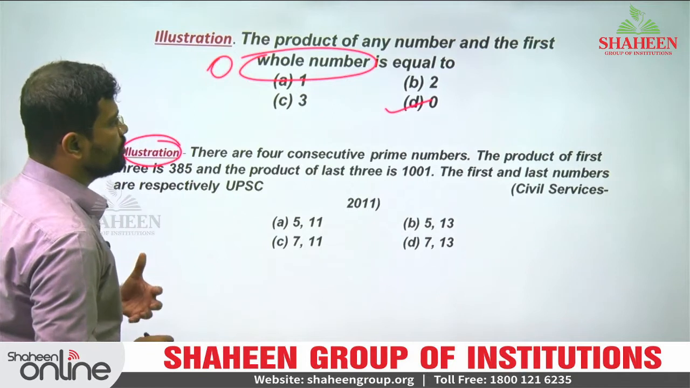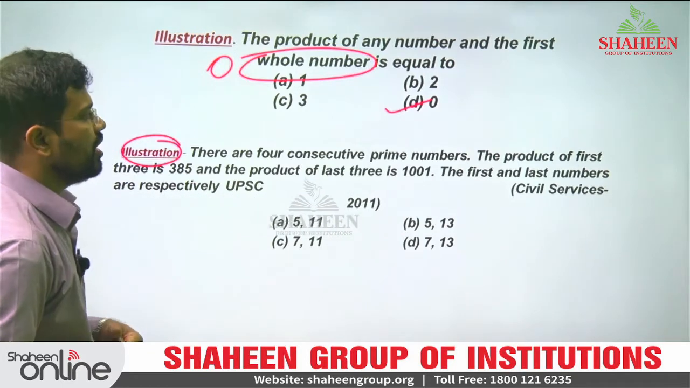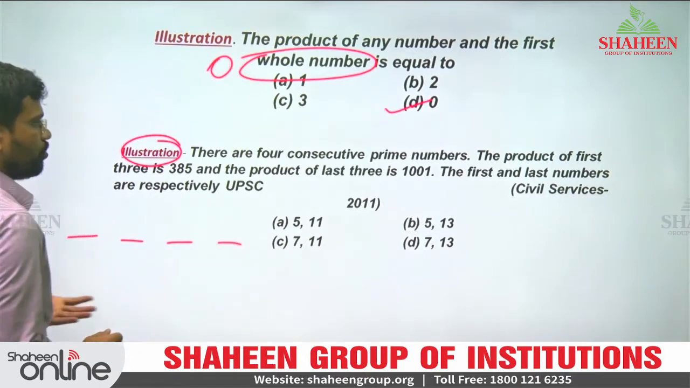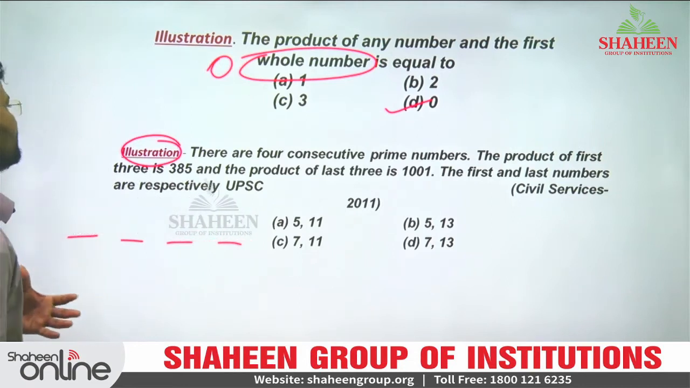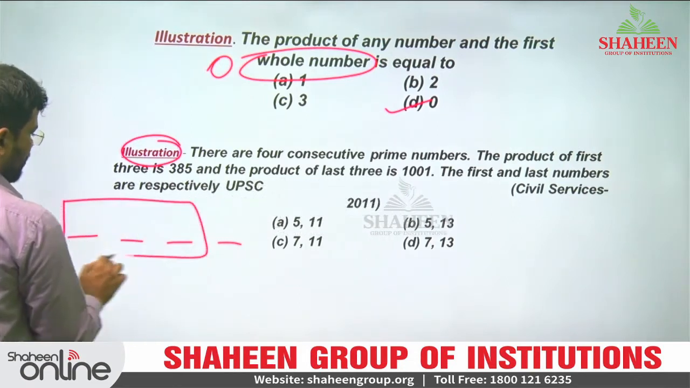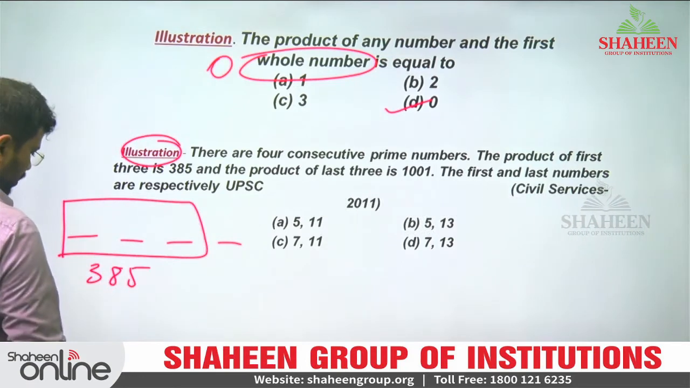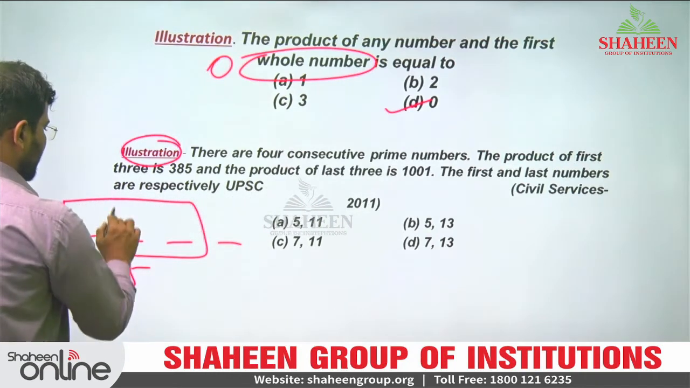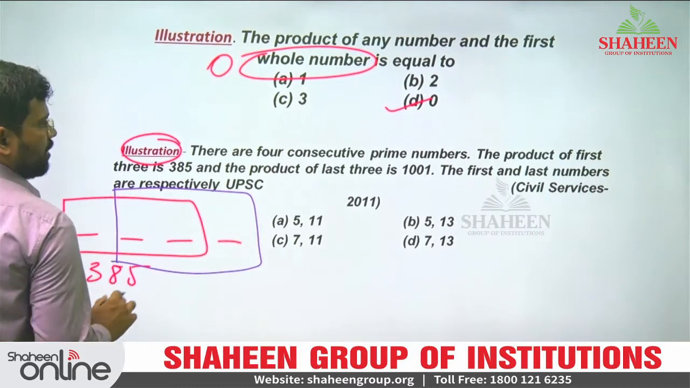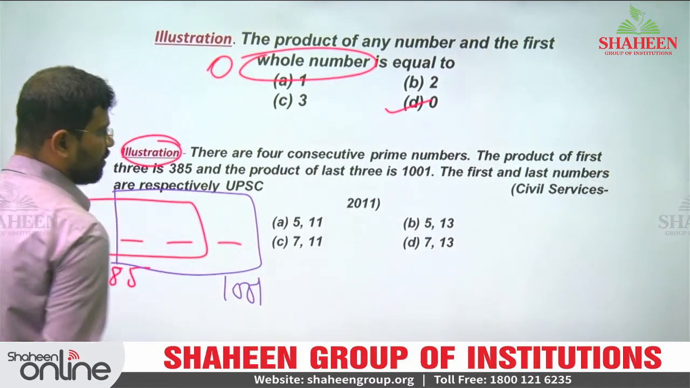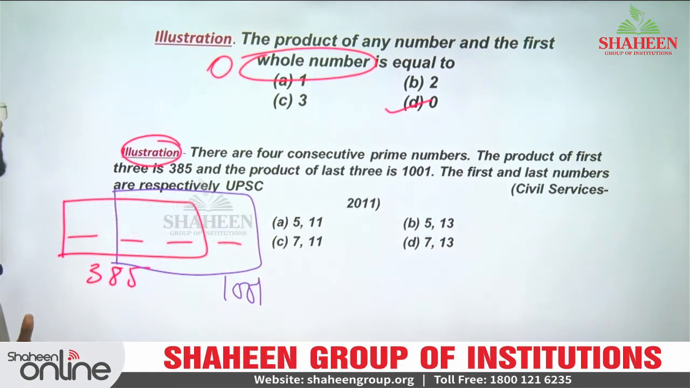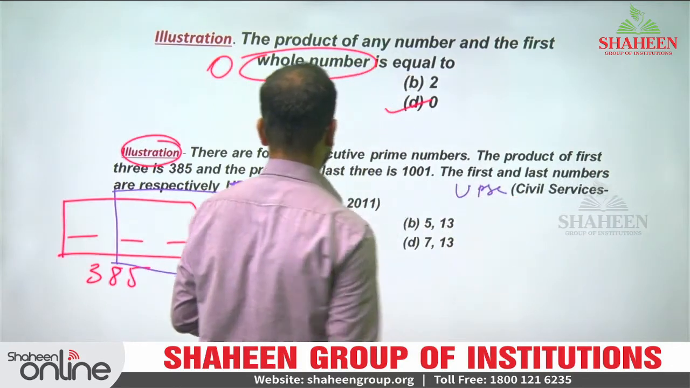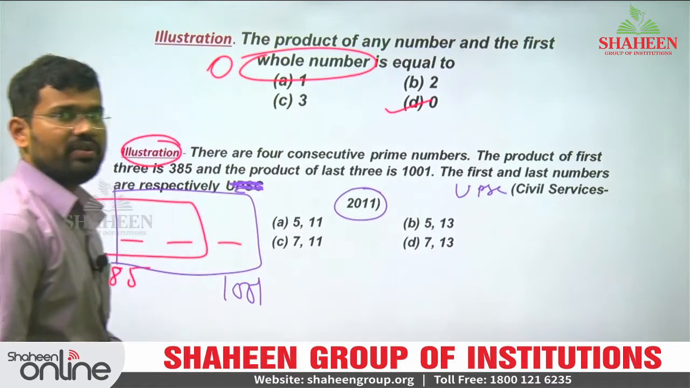Now there are 4 consecutive prime numbers, this 1, 2, 3 and 4. This is the 4 consecutive prime numbers. The product of first 3 is 385, and the product of last 3 is 1001. The first and last number are respectively? So this should come here. This was asked in UPSC Civil Service 2011. In 2011, this question has been asked.